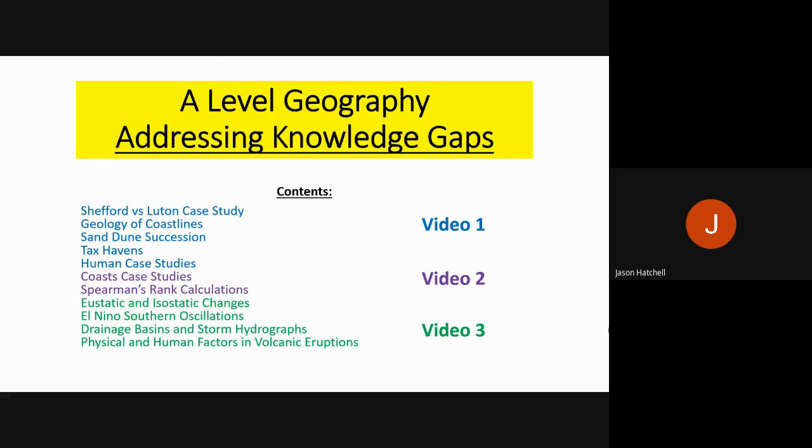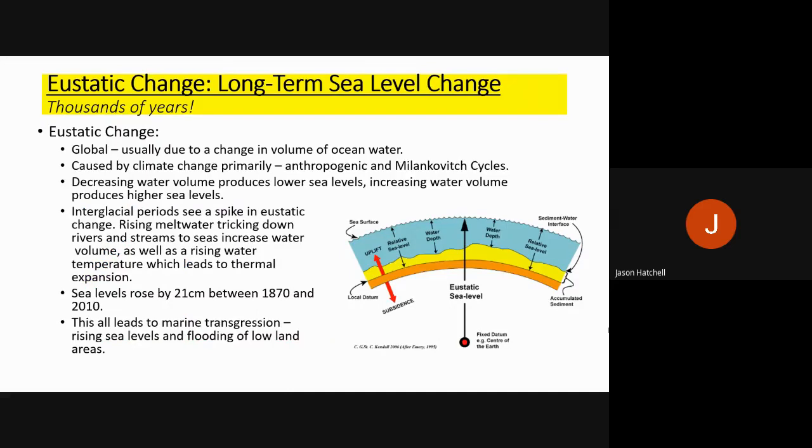And this is video 3, looking at eustatic and isostatic changes in sea level, the El Nino Southern Oscillation, drainage basins and storm hydrographs, and also physical and human factors in volcanic eruptions. So let's get started. Now, eustatic change, first of all.